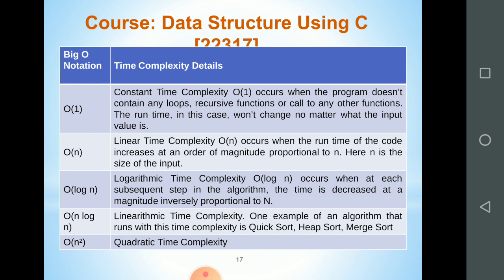When it is n log of n, it is a linearithmic time complexity. There are some examples we have to learn: quick sort, heap sort, merge sort, which require a time complexity of n into log of n. So we are dividing, but inside a loop, so n multiplied by log of n complexity is required for that. And O of n square is a quadratic time complexity for nested looping statements.